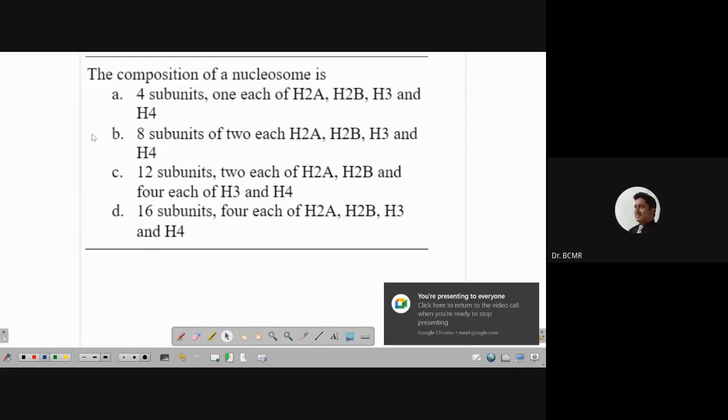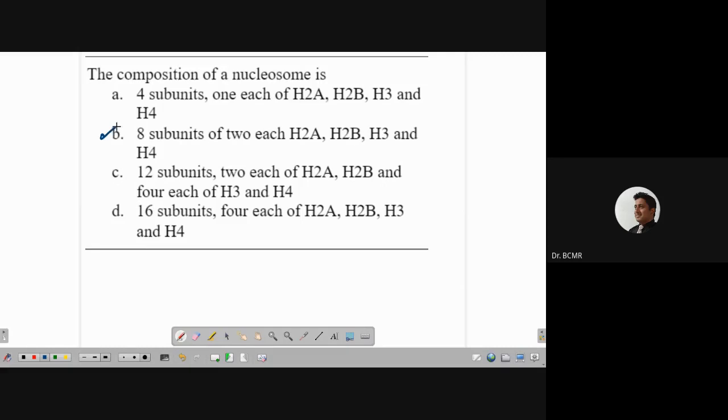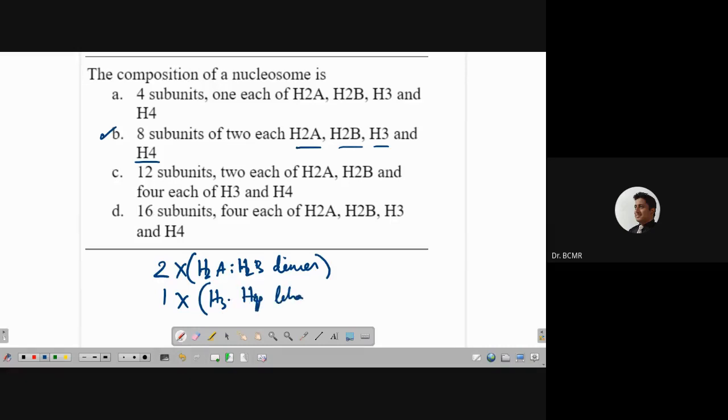That's right. One nucleosome has 8 subunits, 2 of each H2A, H2B, H3, and H4. The most appropriate way to remember is 2 into H2A, H2B dimer. There are 2 dimers, and 1 into H3, H4 tetramer. Every nucleosome has those things. So you have a total of 4 here, and a total of 8 subunits. Yes.